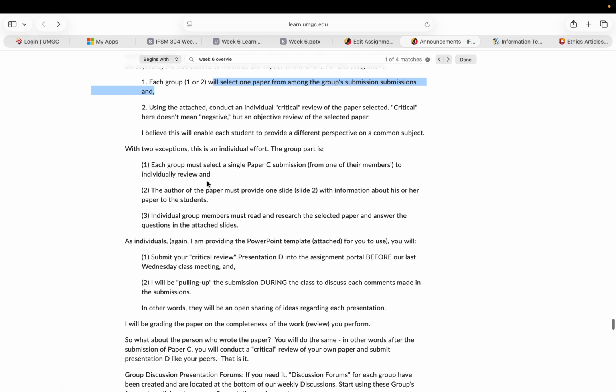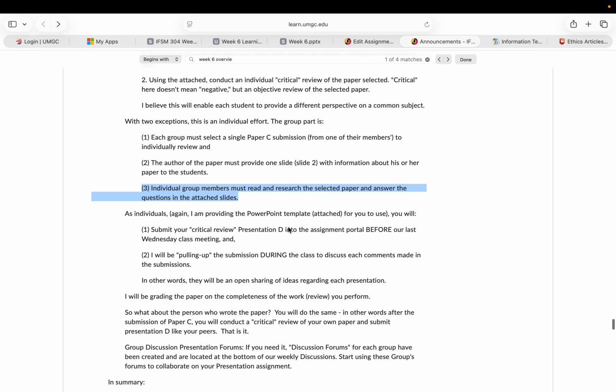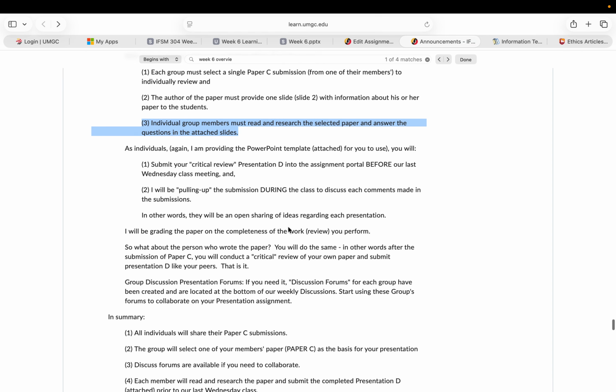So now, with these 2 exceptions, it's an individual effort. The group part is each group must select, and I'm repeating myself, I know, a single paper C submission that everybody can do a review on. The author of the paper must provide one slide to everybody in the group. Basically, they're going to fill out information about the paper and why they selected it. So everybody's going to have the same slide too. And then each member is going to complete the rest of the paper. And then you submit your application.